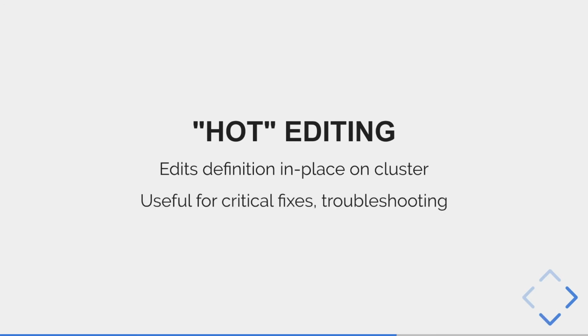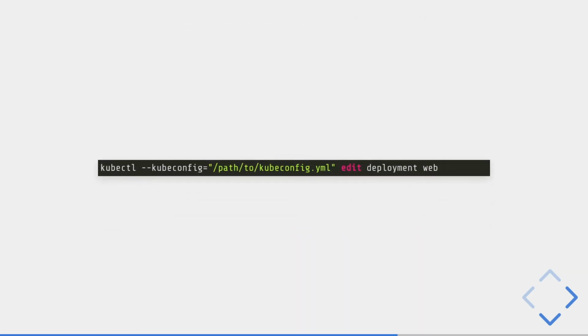But it's generally used best for critical fixes or for troubleshooting when you want to avoid the normal workflow process of deploying an entire new configuration through your continuous integration system. This way you can do it quickly, you can do small changes iteratively until you figure out what the problem is. How do you edit? kubectl, pass your kube config file, edit deployment, and then the name of the deployment. Really straightforward.